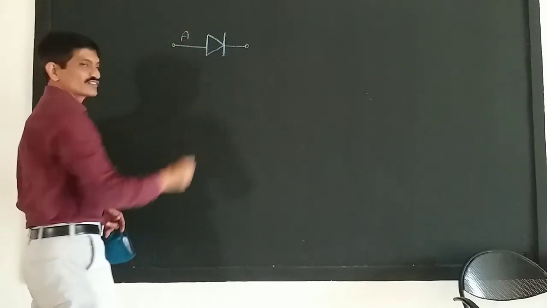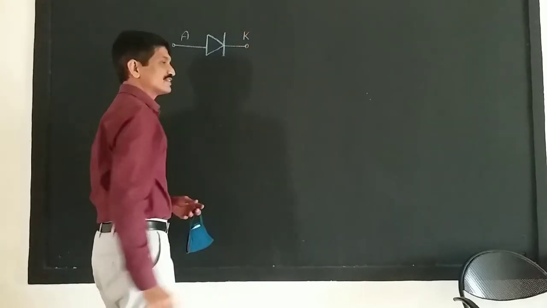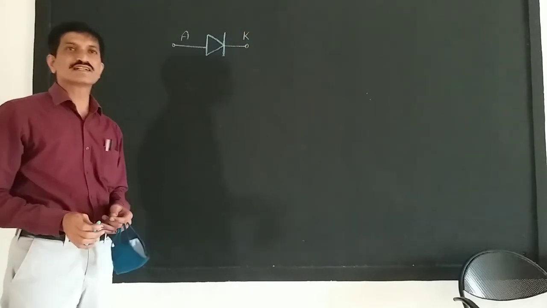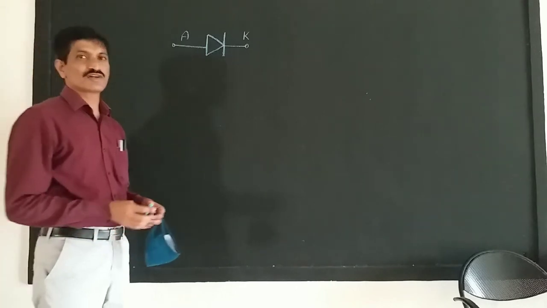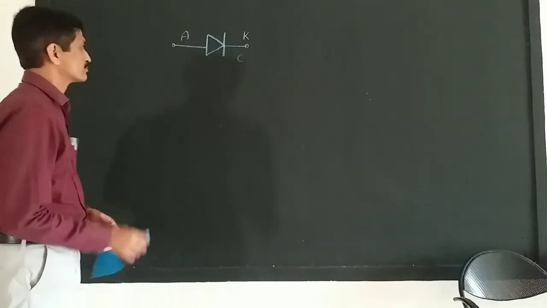Wherein this terminal is called the anode and this is called the cathode, and this cathode can even be written in the symbolic representation of C. Both are okay.